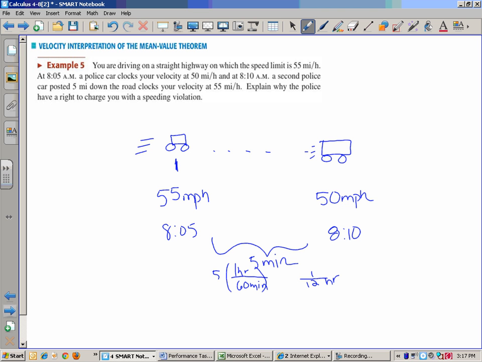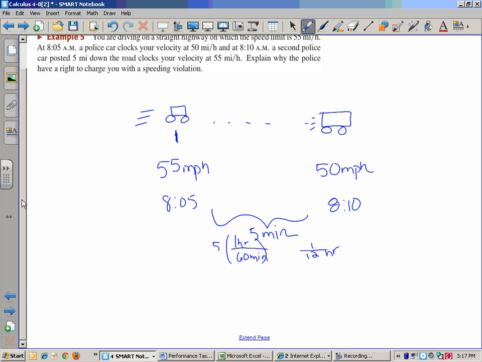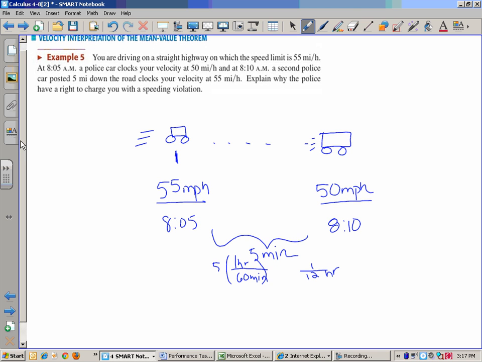And so then explain why the police have the right to charge you with a speeding violation. All right, well, let's find your average miles per hour for the amount of time that you were going between these two. So here you were 55, here you were 50, and the speed limit's 55. Oh, I wrote them in the backwards order. This is 50 and this is 55. And now why can they give me a ticket? Well, let's look at my average over that amount of time.